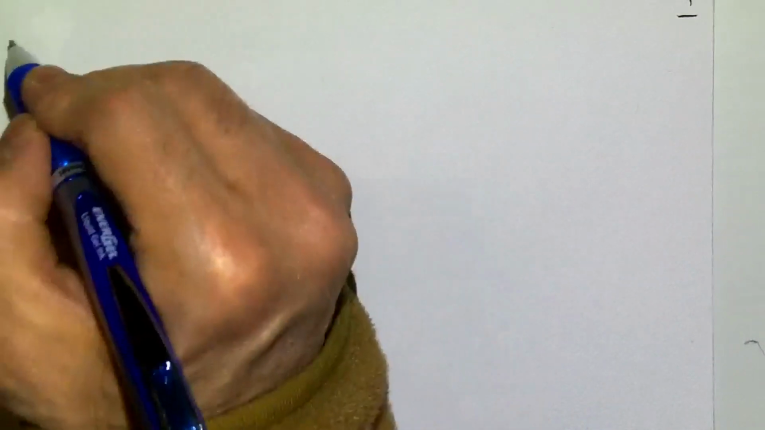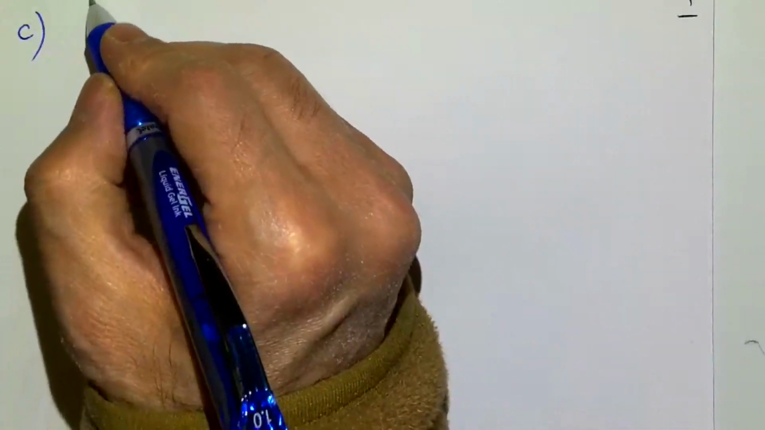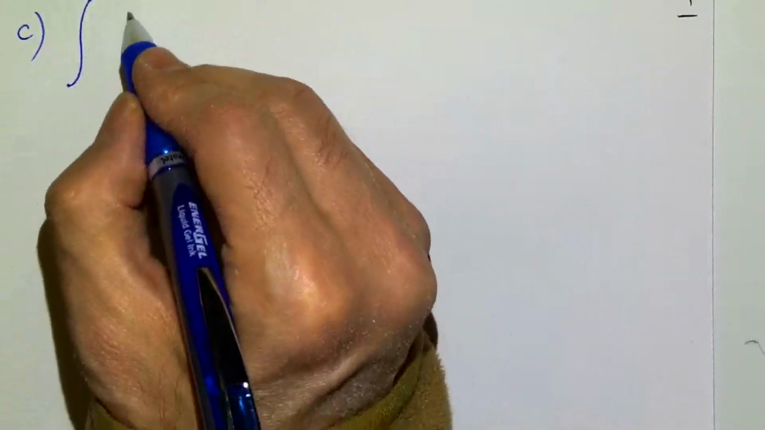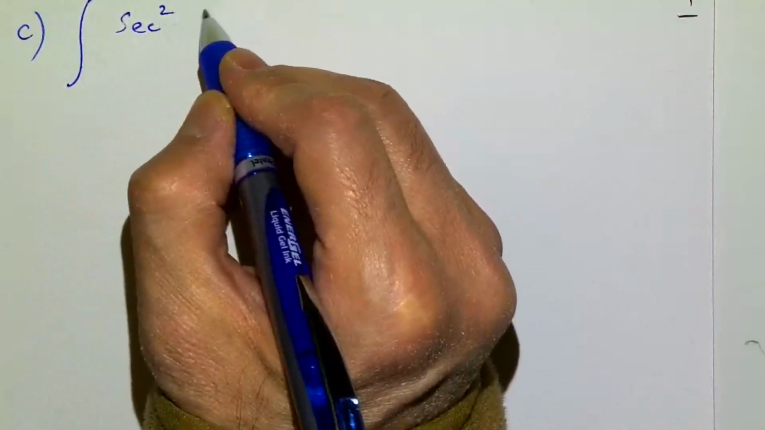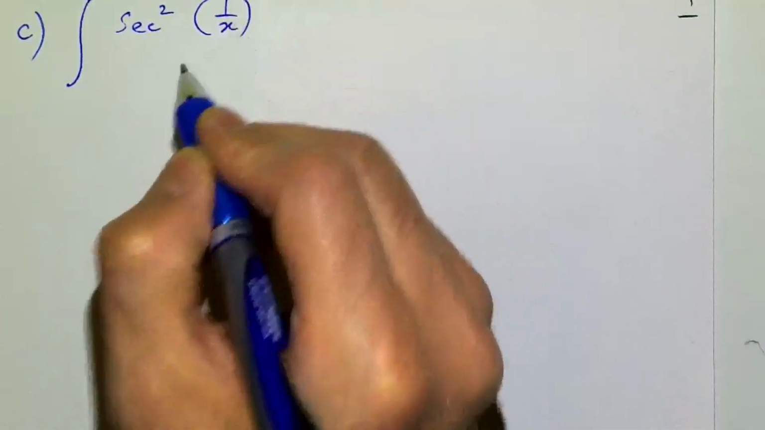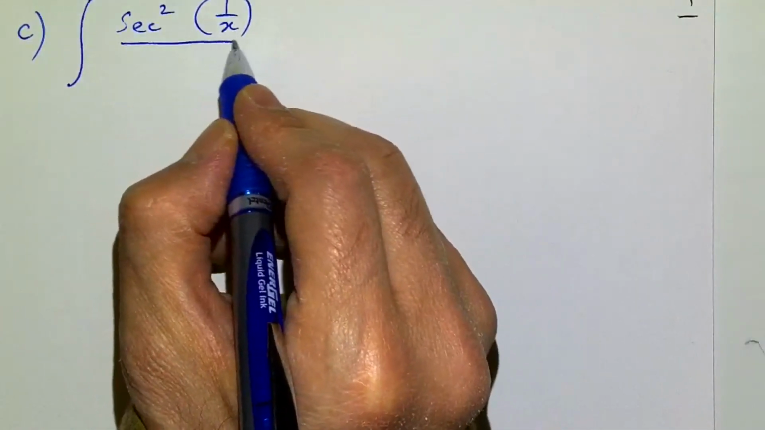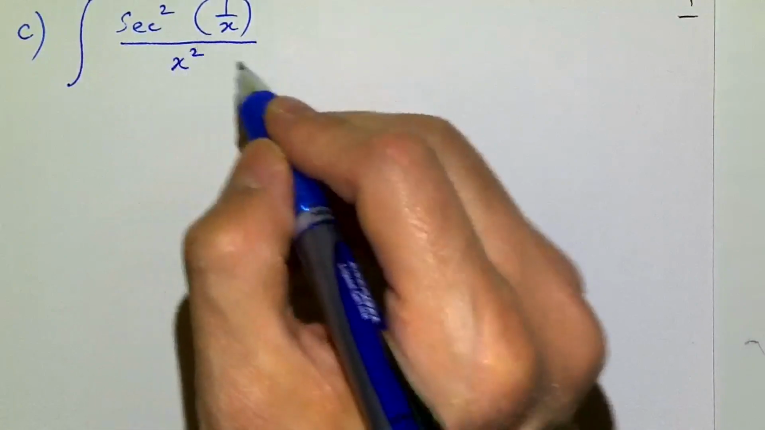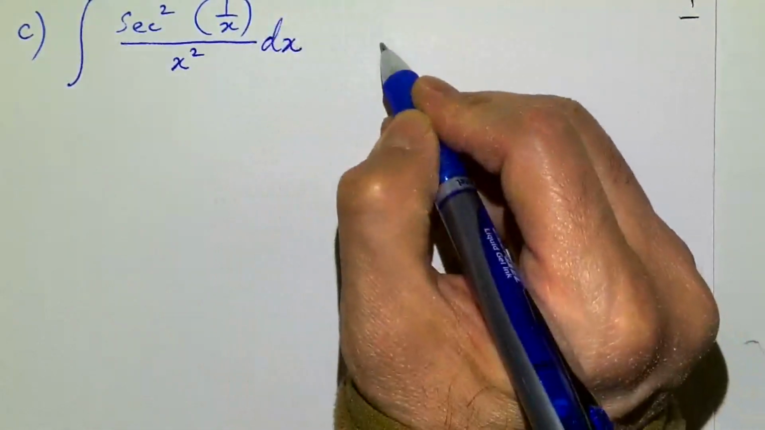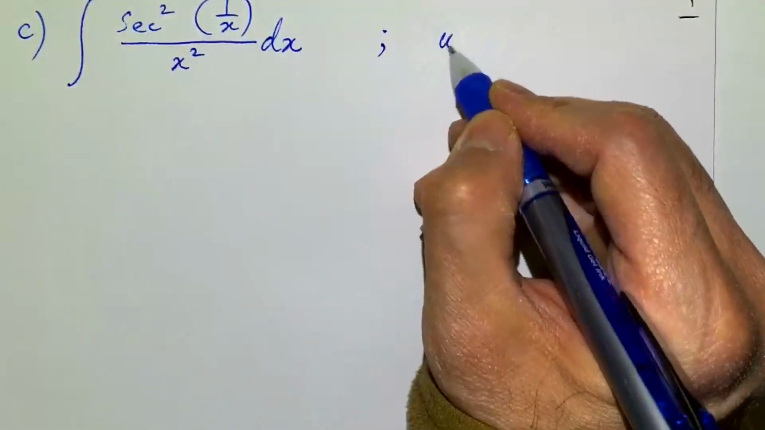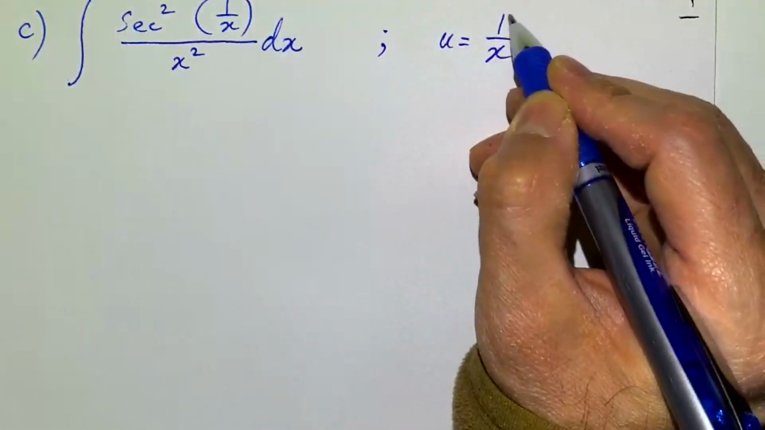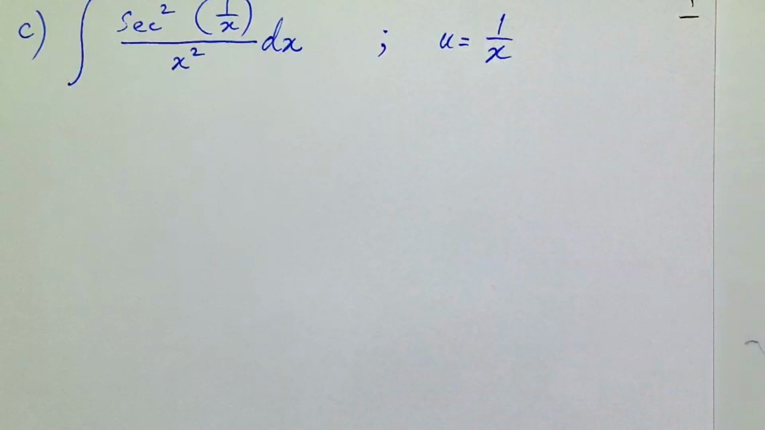Okay, so let's call this, I guess that was b, so this would be c, and we want to integrate secant squared of 1 over x divided by x squared dx, where u is equal to 1 over x. Okay? All right, so once again, we're given that.